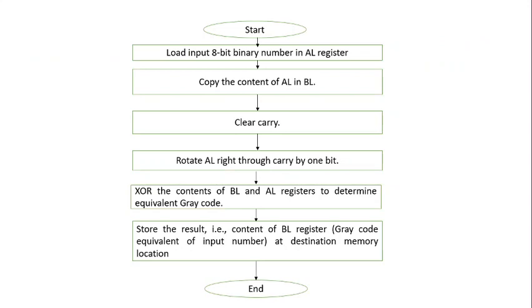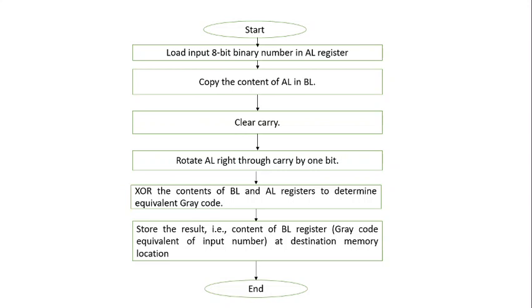So this is the flow chart. What we have to do, we have to start, then we have to load our input 8-bit binary number in the AL register. We will copy the content of AL in BL. Then we will clear the carry, and then we will rotate the AL content right through carry by 1 bit, and then we will XOR with the contents of BL.